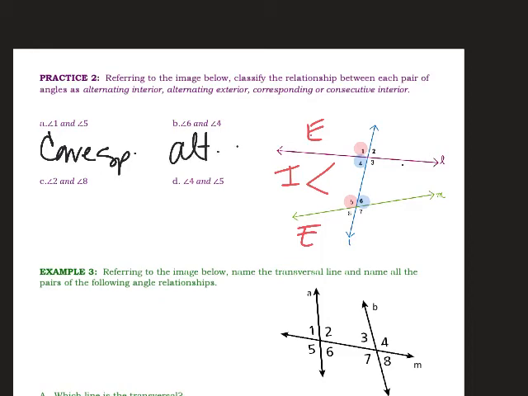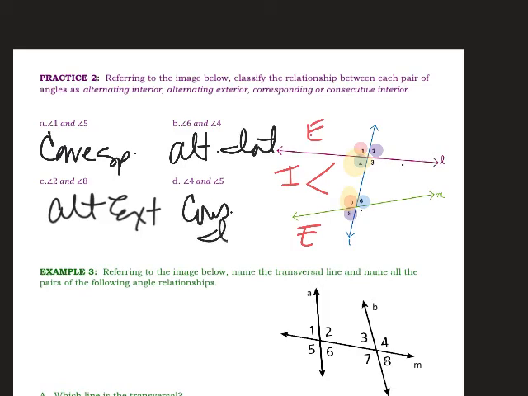Alternate interior. Good, alternating interior angles. The next one we're looking at is 2 and 8. 2 and 8, we're going to go with Carlos. Alternating exterior. And then the last one we're looking at is 4 and 5. Miss Desiree, what did you get there? Consecutive interiors. Good. All right, guys.